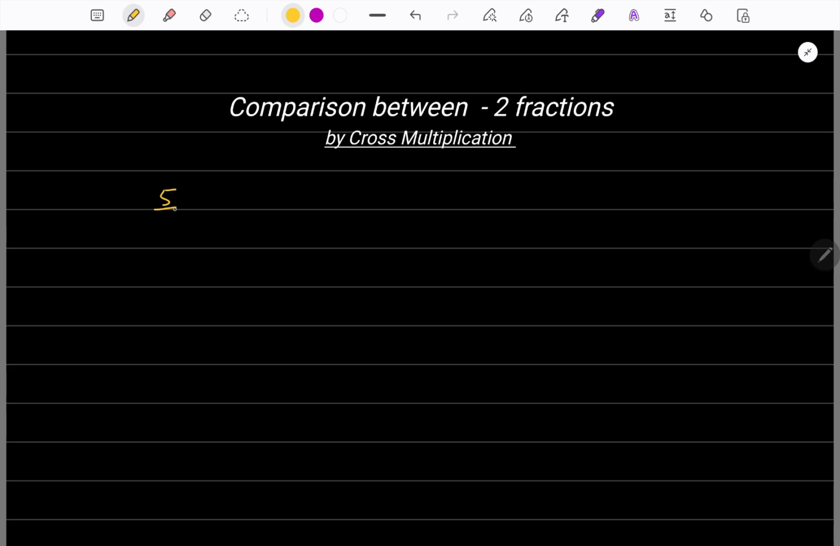So we take the example 5 by 9 and 1 by 6 here. If we wish to compare 5 by 9 with 1 by 6, we need to cross multiply them, which means that 5 into 6 and 1 into 9. So 5 gets multiplied by 6 and written on the left hand side, and 1 gets multiplied with 9 and is written on the right hand side. 5 into 6 gives us 30 and 1 into 9 gives us 9.